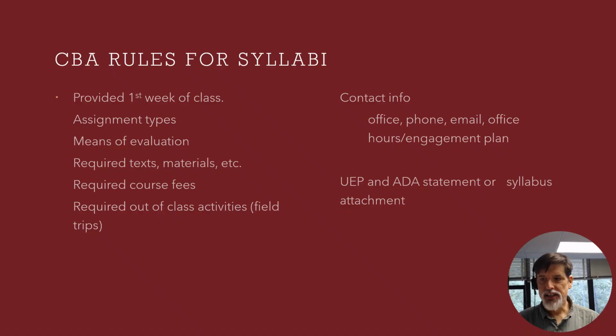Also realize you need the UEP and ADA statement on your syllabus, or use the syllabus attachment. It's much easier to use the syllabus attachment that is sent out by the provost office every semester. And not only has those statements on it, it also has a long list of useful offices and numbers for students. So it's an incredibly informative and useful piece of information that you should just append to your syllabus as it comes out every semester.